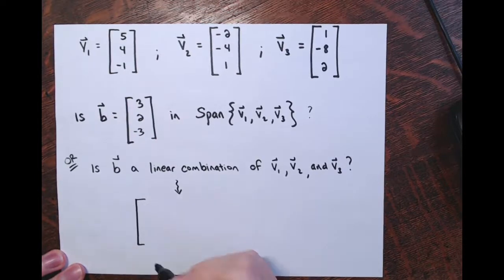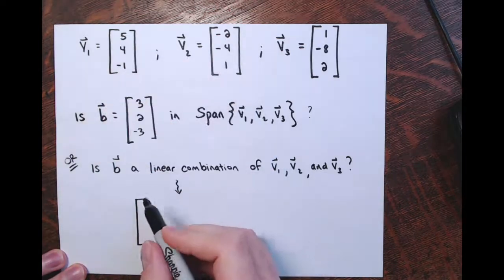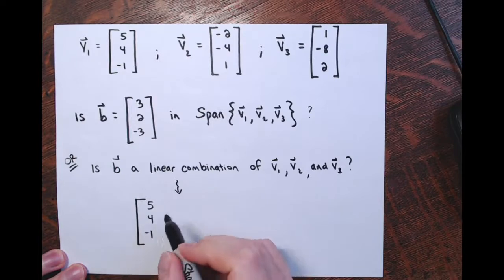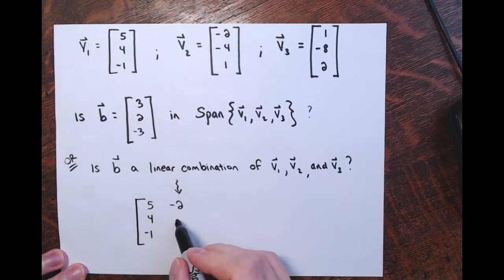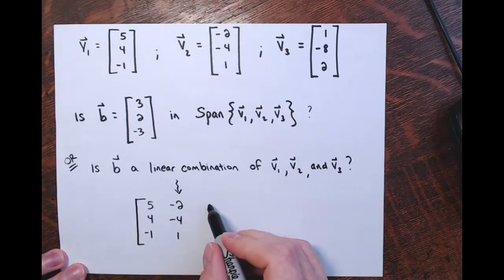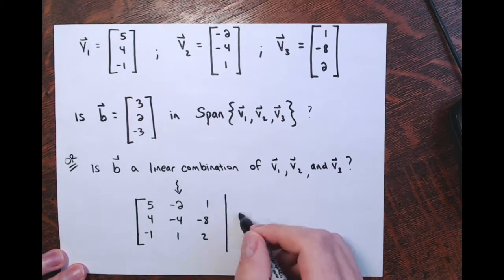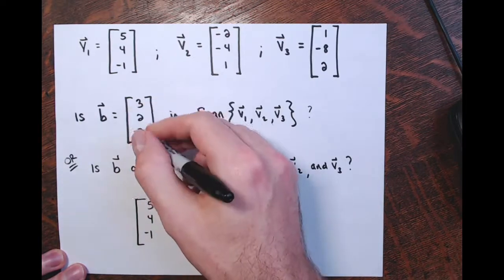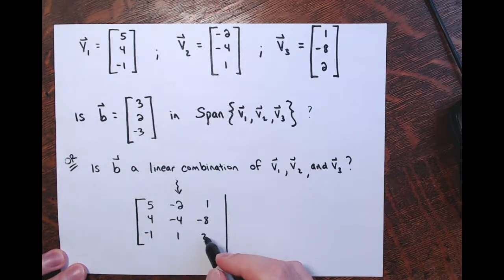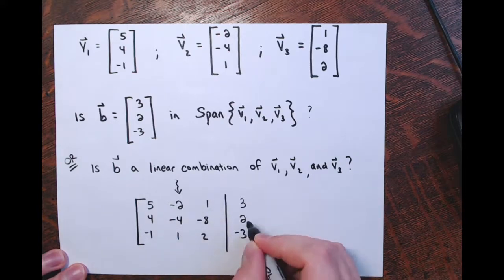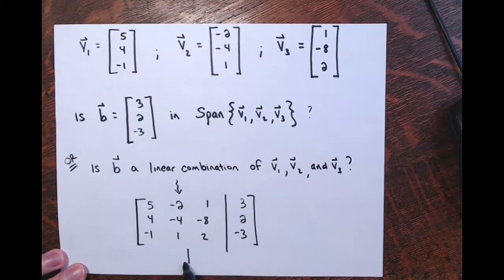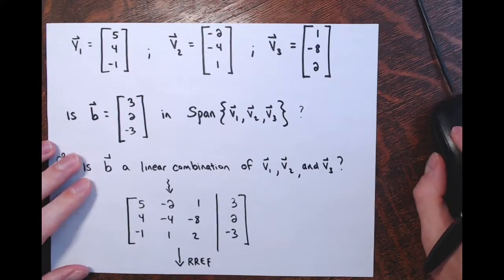You'd set up a system with an augmented matrix where down the first column is vector v1, down the second column is vector v2, down the third column is vector v3, and a bar, and then on the other side of the equal sign is the vector you want to see if there's a linear combination of these three vectors that makes 3, 2, negative 3. Again, I'm going to go to the calculator and have it put this into reduced row echelon form for me, and I'll be right back with that.